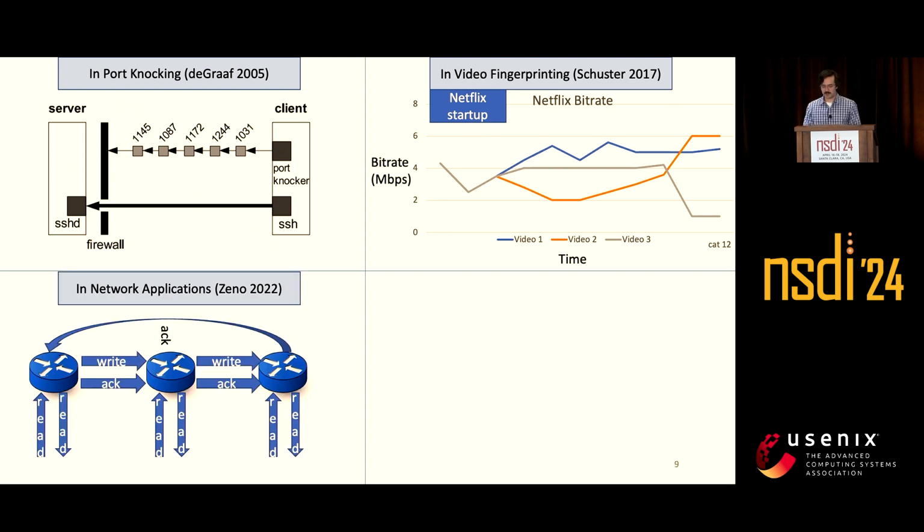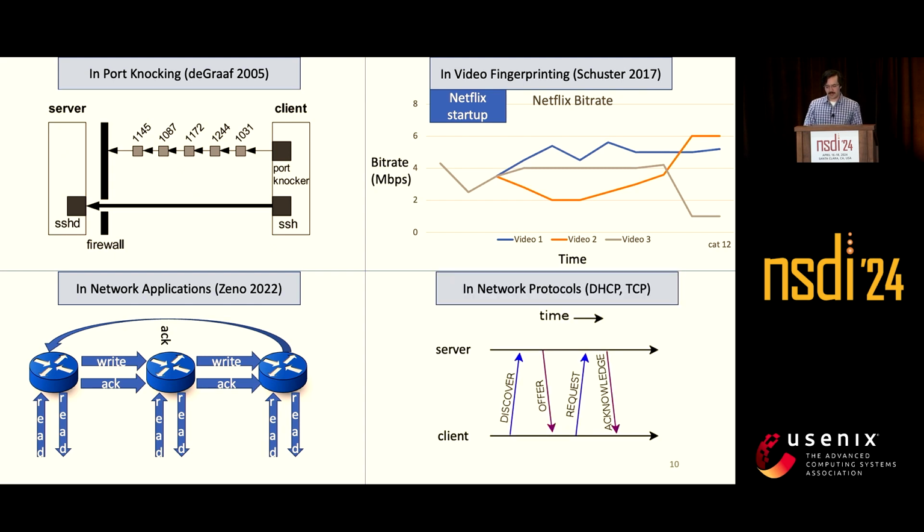In in-network applications, like chain replication, which is shown here, many sequences arise, such as those to write or commit or distribute data around the network. And in networking protocols like TCP or DHCP, there are sequences such as handshakes.